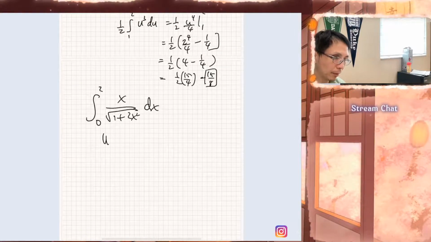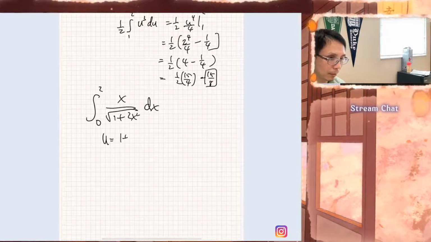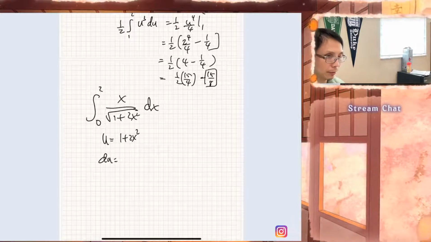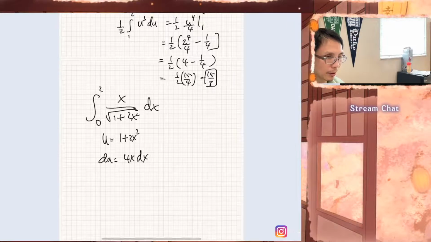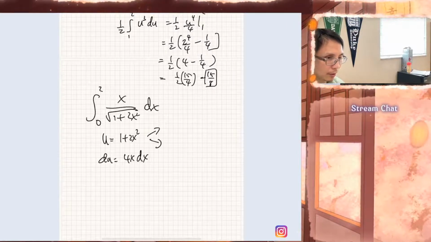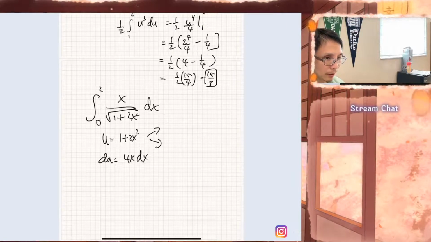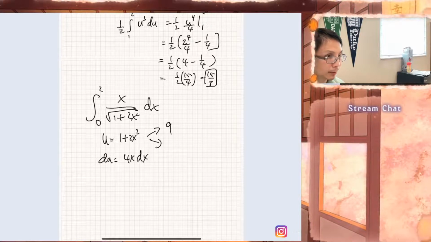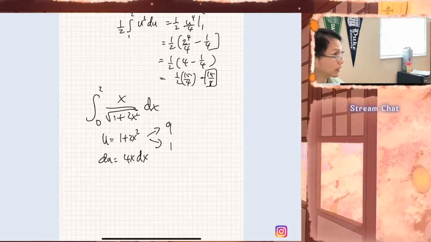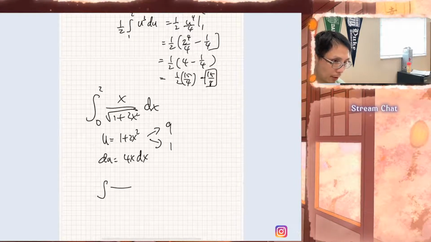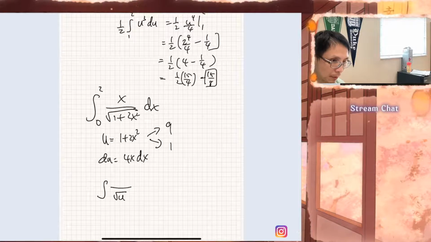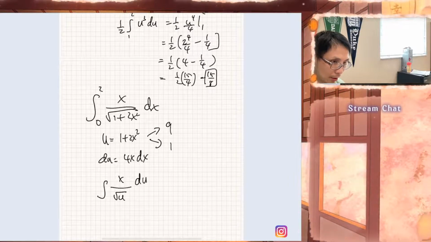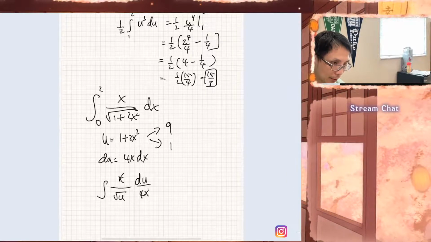So u equal to what? 1 plus 2x squared, right? du equal to 4x dx. Change the boundaries. It's going to be what? 9 and 1, right? So integration of square root of u, and then x, and this one's going to be du over 4x. The x is going to cancel out.